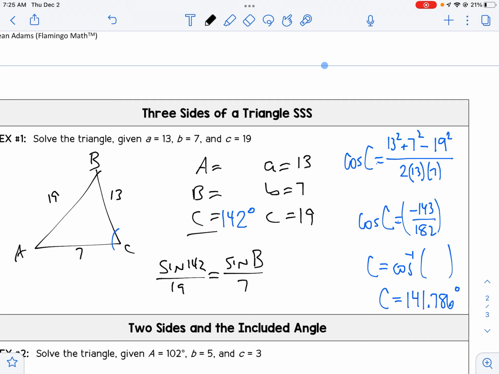So if I solve that then for angle B, I would have 7. Remember, I'm cross multiplying this here. So 7 times the sine of 142.